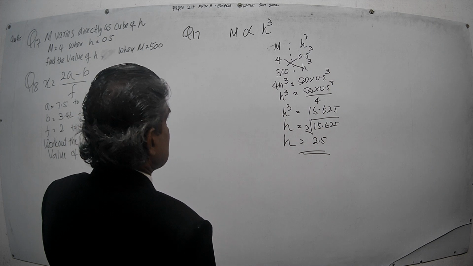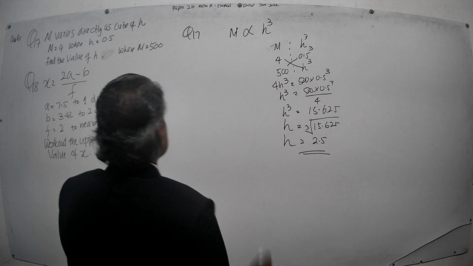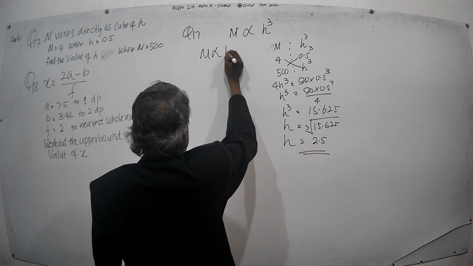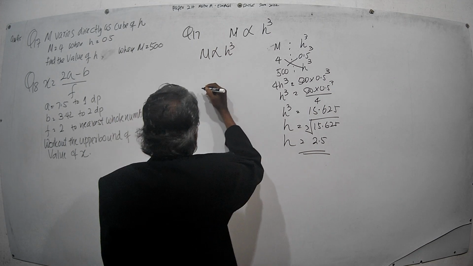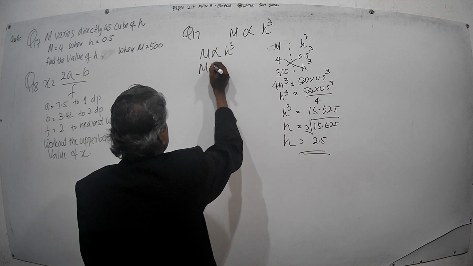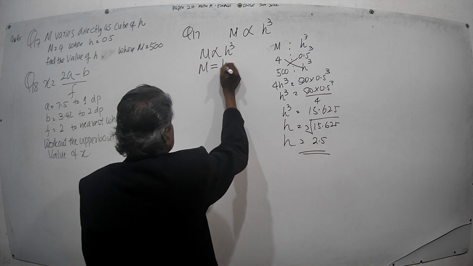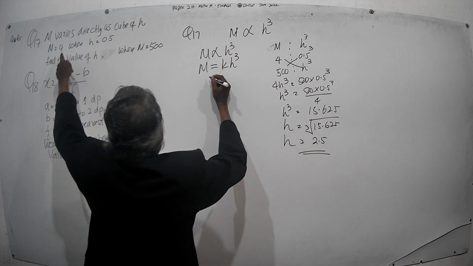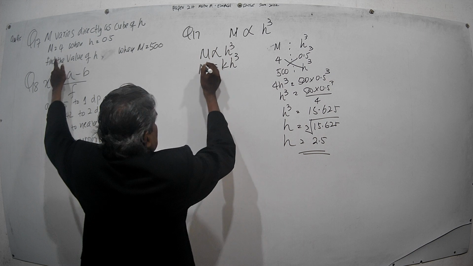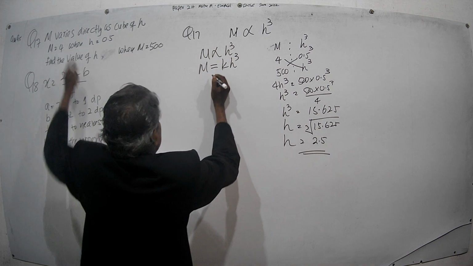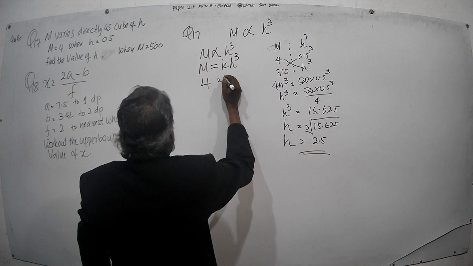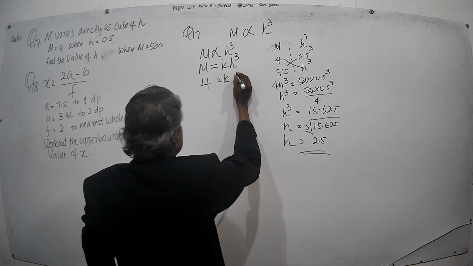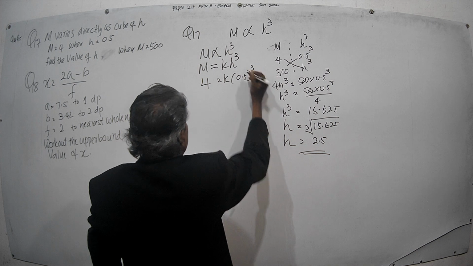If you want, there's another method here. You can take m directly proportional to h cube. Then you convert this into an equation by introducing a constant, multiplying by constant k. Then you use the values given and find the value of k. Then m is 4, k is what we don't know, and h is 0.5.